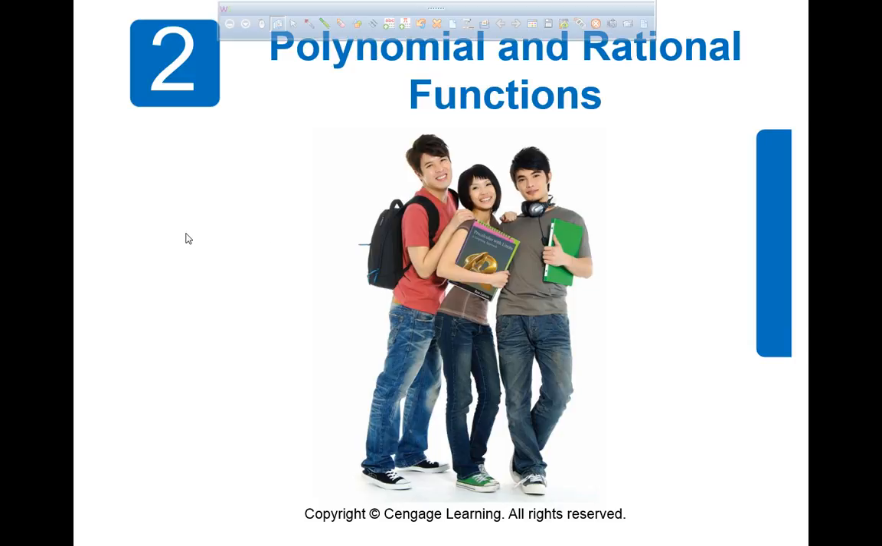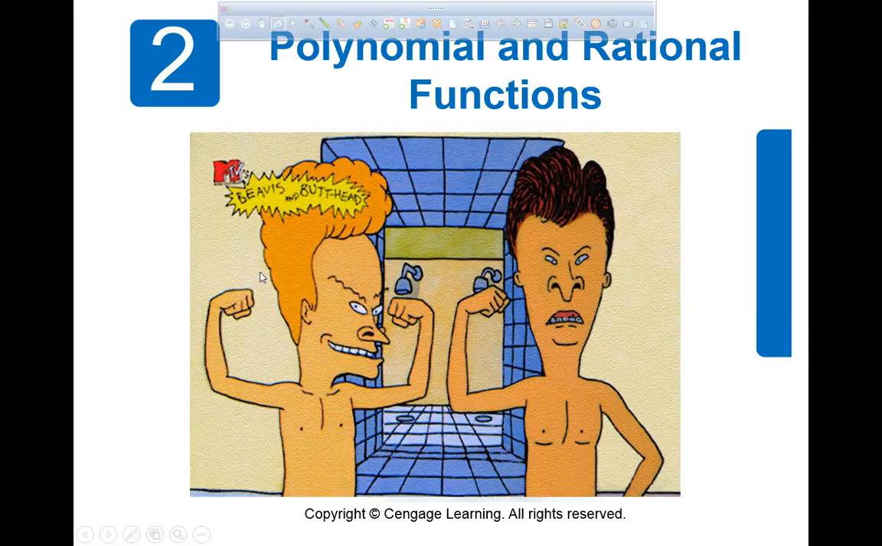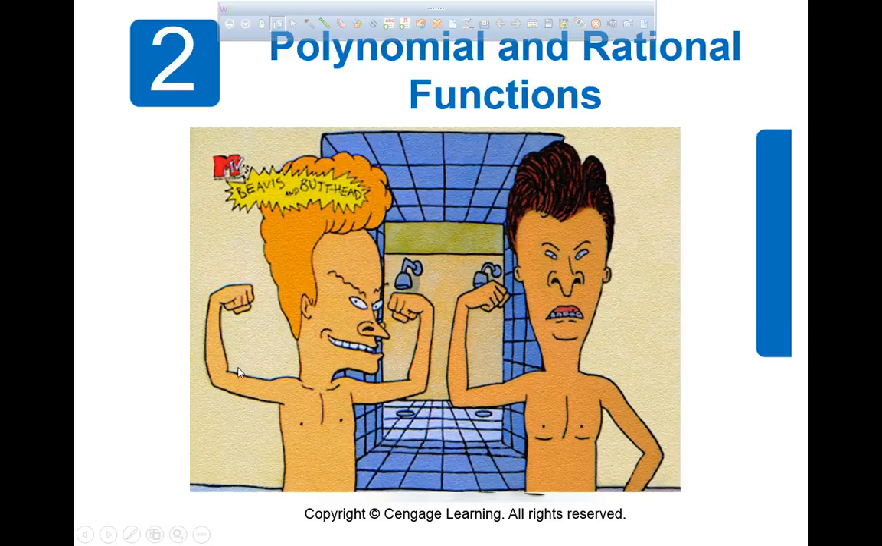Polynomial and rational functions, there's this wholesome group of students who are very excited to learn about them, but they're a little bit too wholesome for me, so I put these guys there instead.